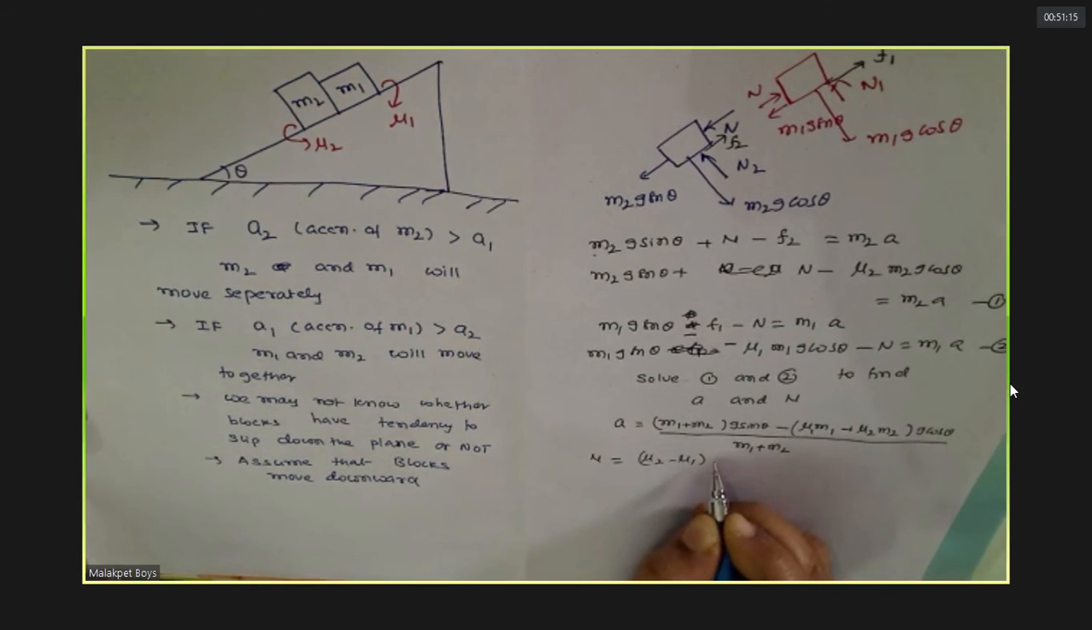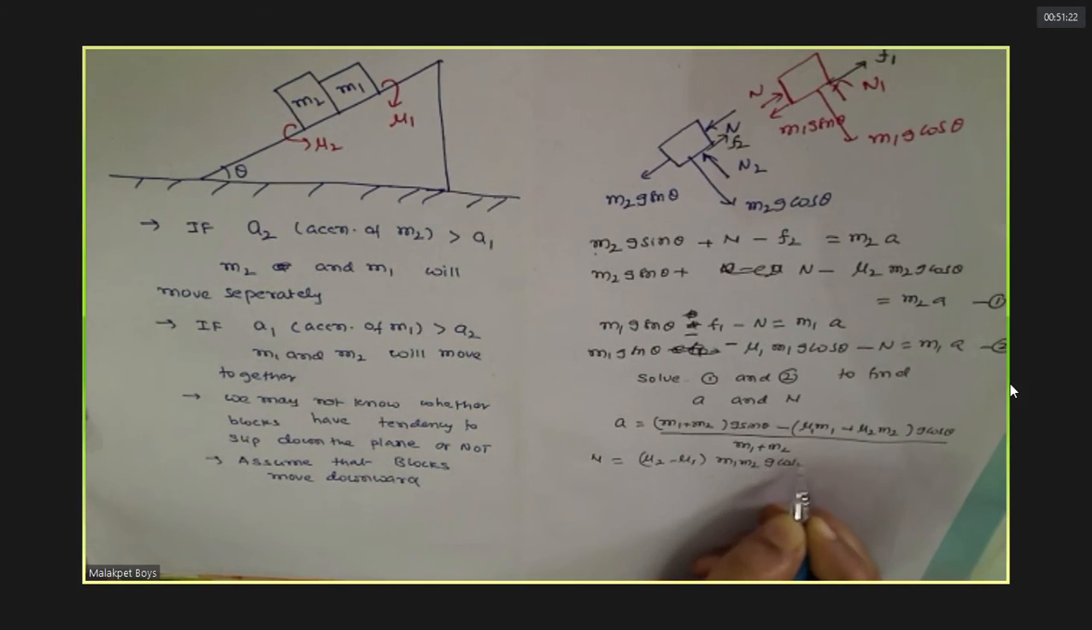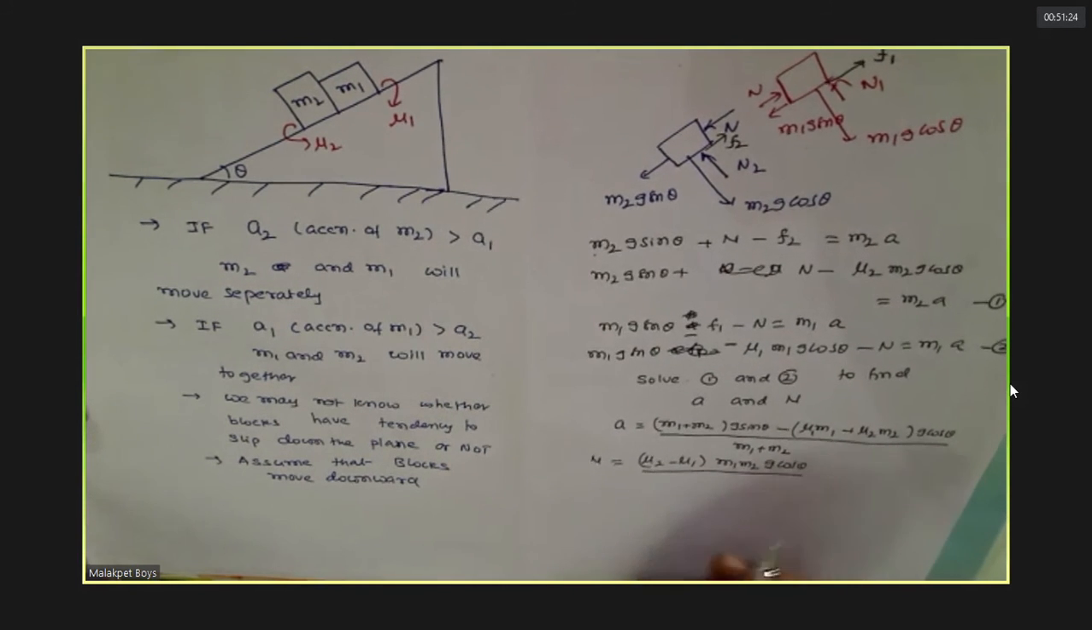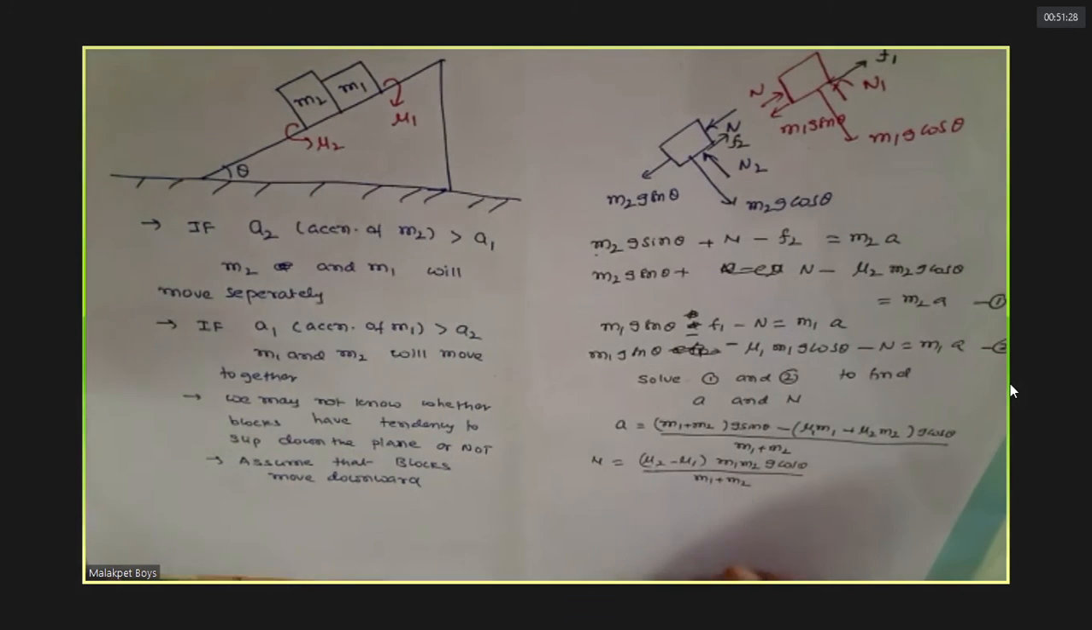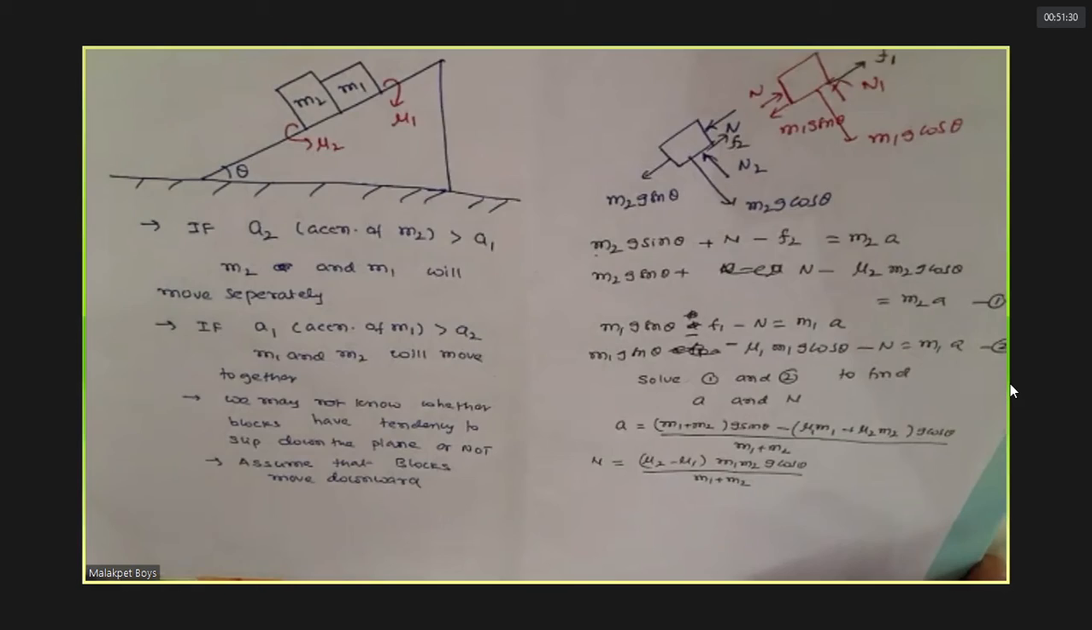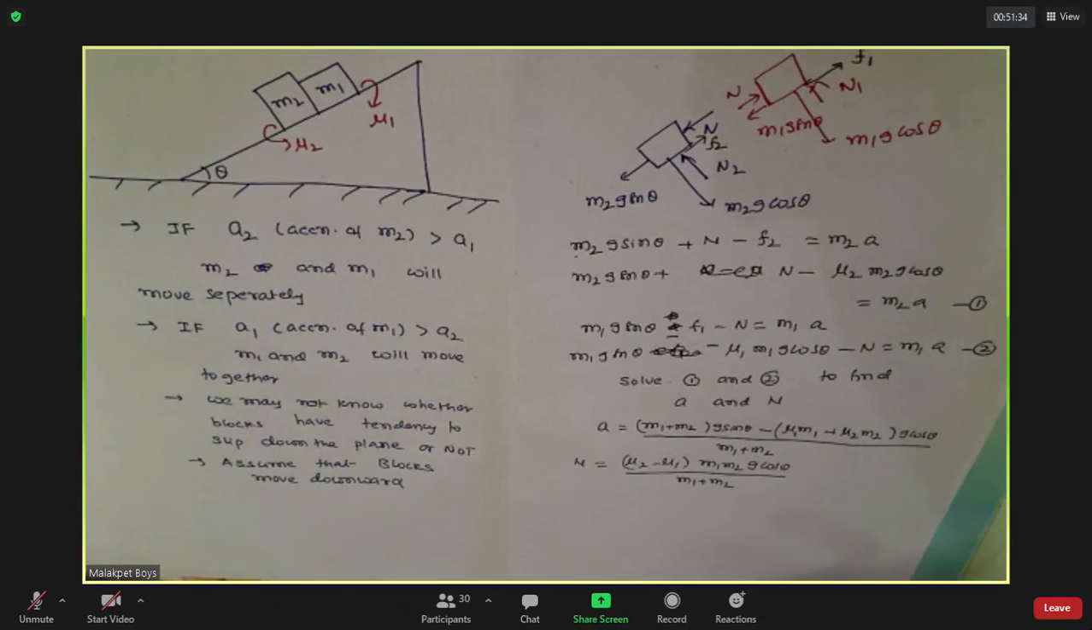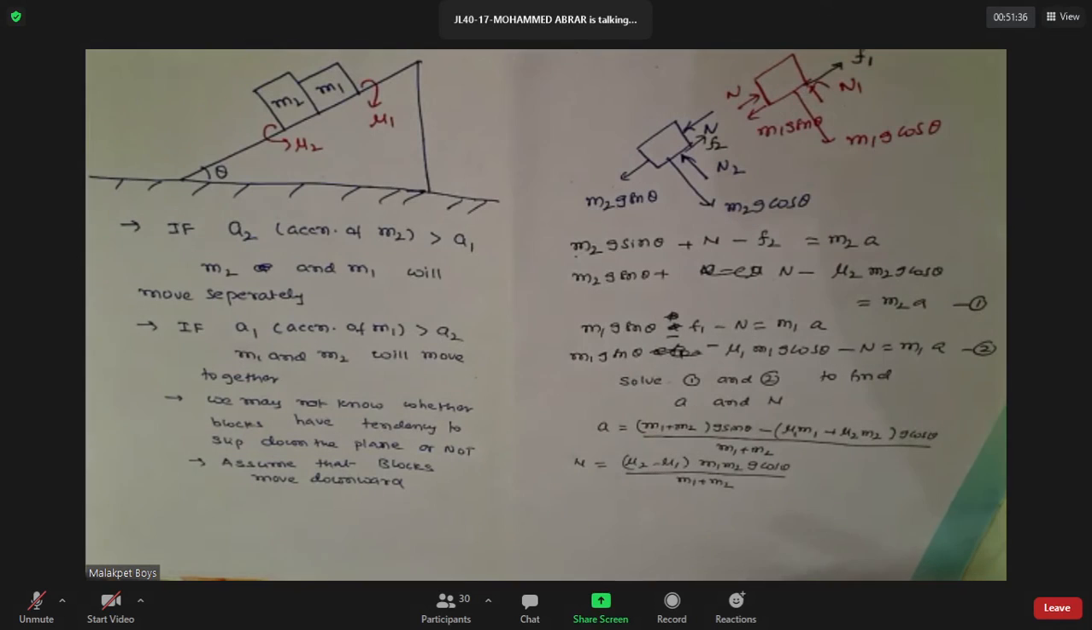This is the method. You have to follow it in the same way for any problem. Till here, you got this? Sir, for finding only you have to substitute that a value. Yes sir, for finding N, the normal reaction.